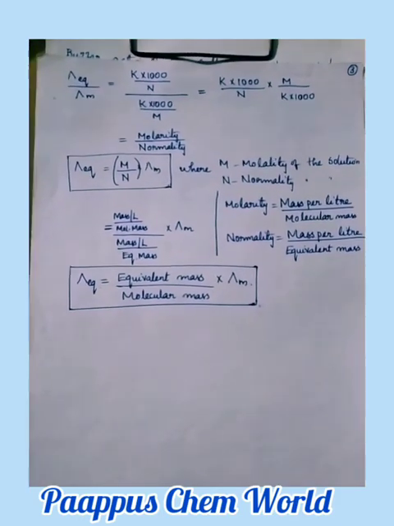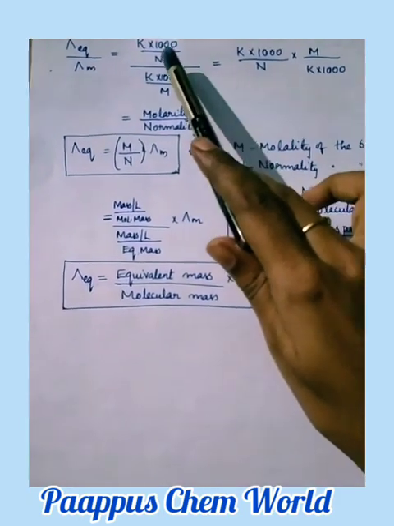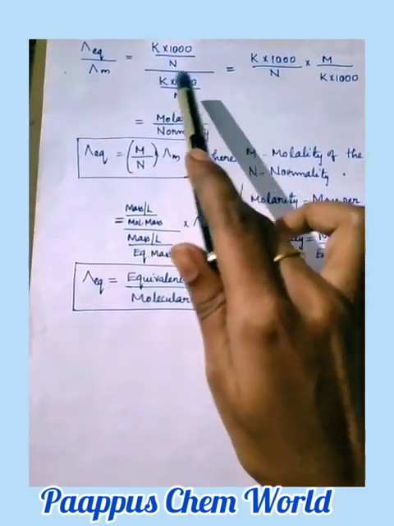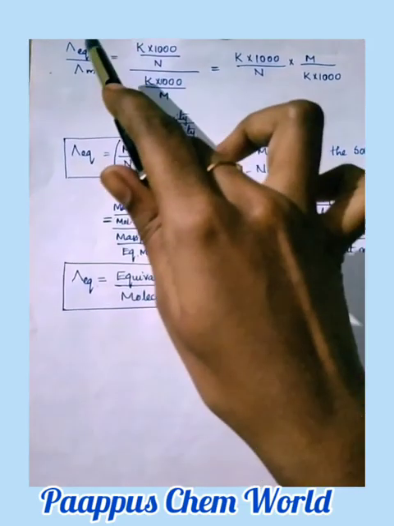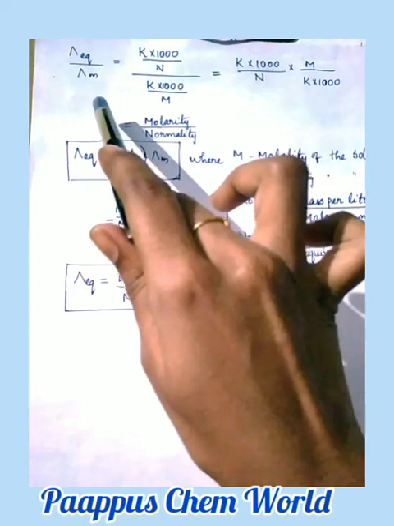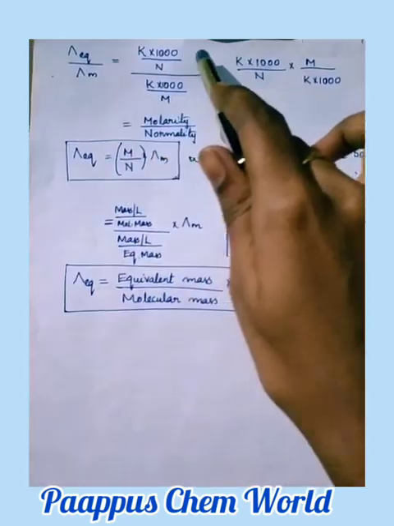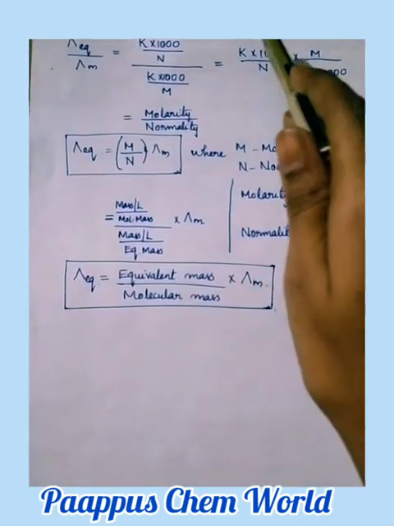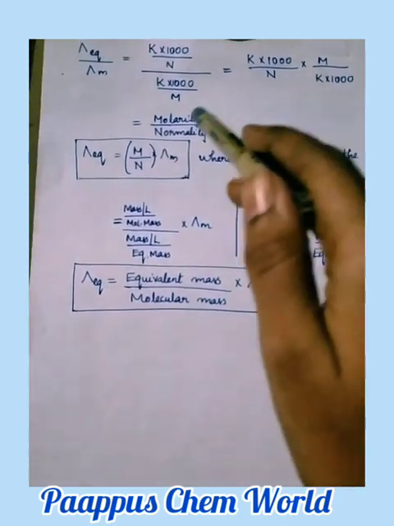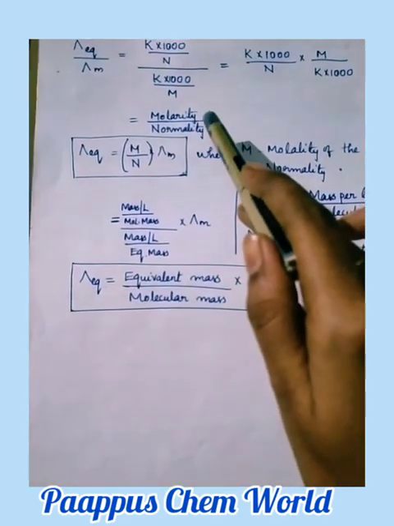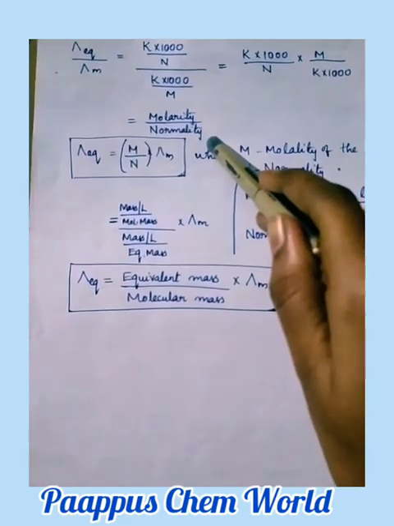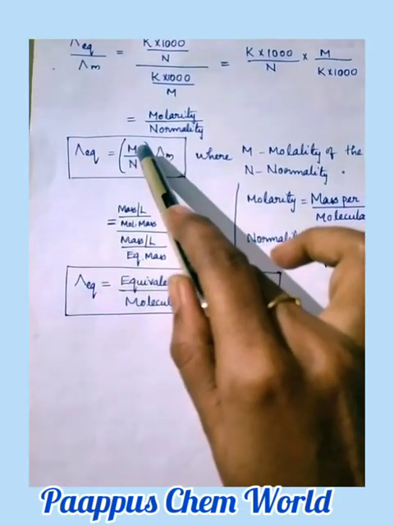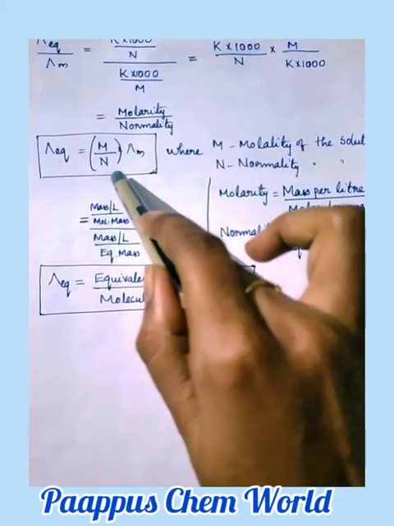The expression for equivalent conductance in terms of normality is K into 1000 by N. The expression for molar conductance in terms of molarity is K into 1000 by M. Hence, equivalent conductance by molar conductance equals K into 1000 by N divided by K into 1000 by M. So we know that K into 1000 and K into 1000 get cancelled and the expression becomes M by N, or molarity by normality.